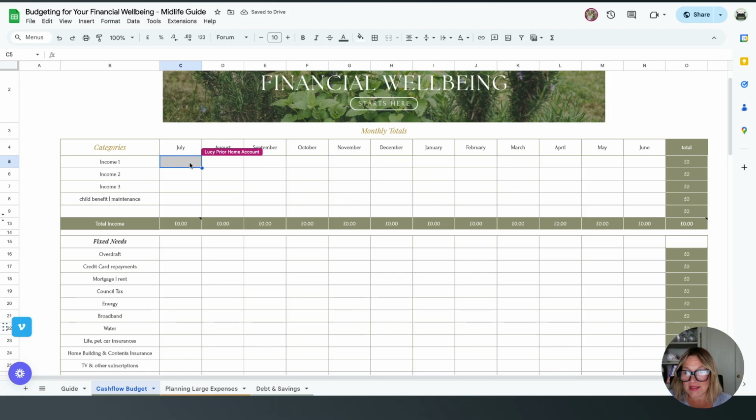How cool is that? So let's just say income one is, let's call it 3,000. Let's drag all the way along. You've now completed one person's entire salary for the whole year in about 5 seconds. So this is really useful. What you'll see is at the end, it's automatically added it for you. So you've got £36,000 for person one, or income one, for the whole year.